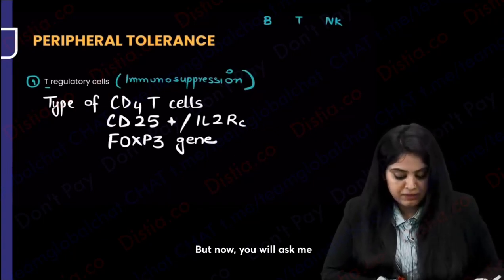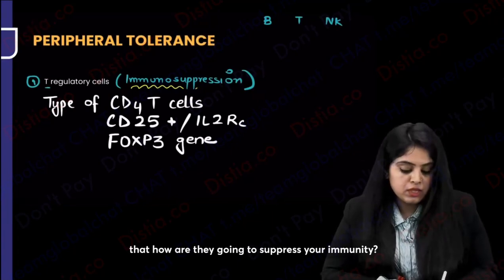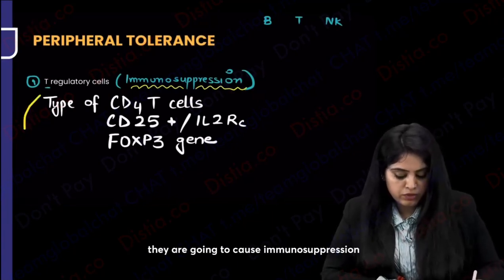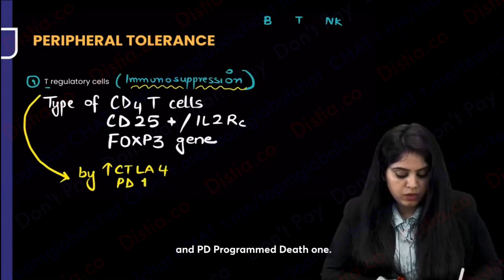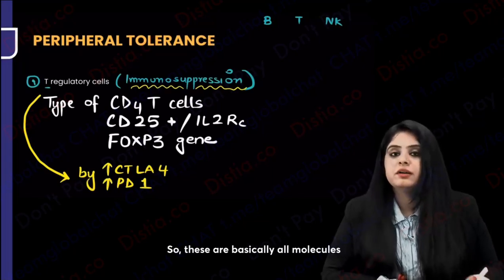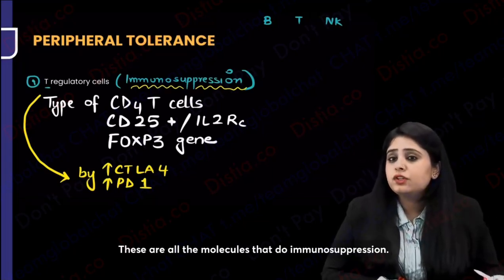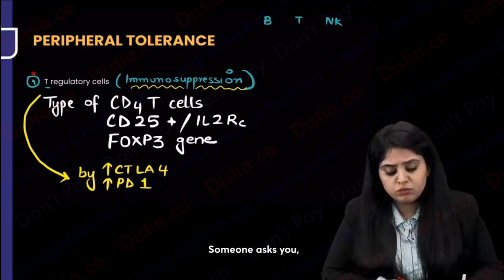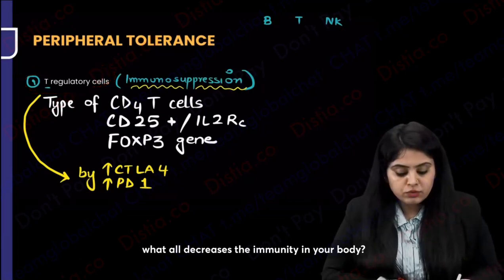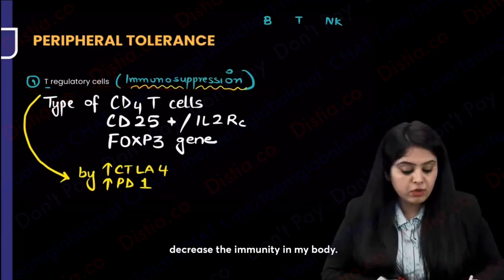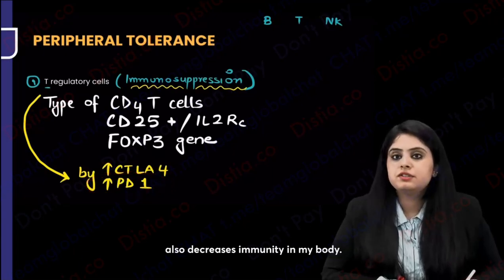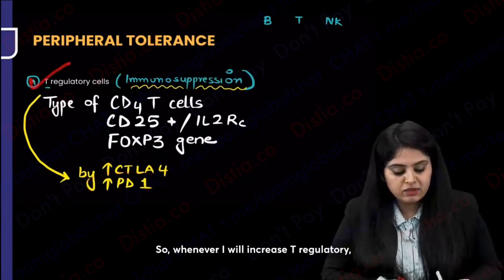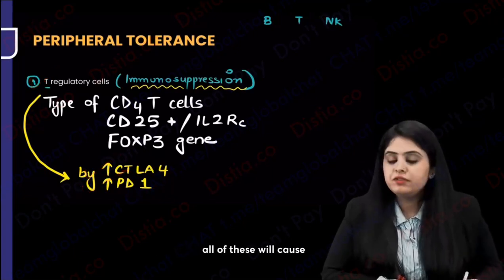But now you will ask me how are they going to suppress your immunity? What do they do? Please remember, they are going to cause immunosuppression by increasing something called CTLA4 and PD1, programmed death 1. These are all the molecules that do immunosuppression. Someone asks you what all decreases the immunity in your body. So you will say the T regulatory cells decrease the immunity in my body. CTLA4 decreases immunity in my body. PD, programmed death, also decreases immunity in my body.